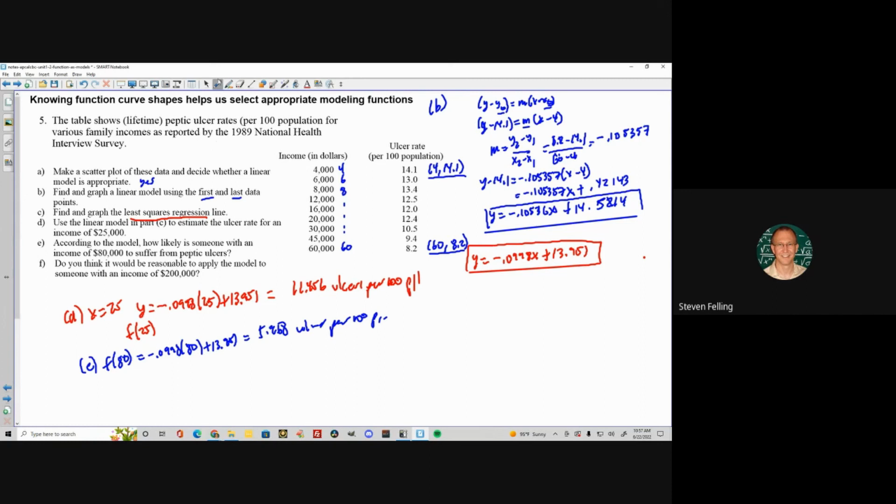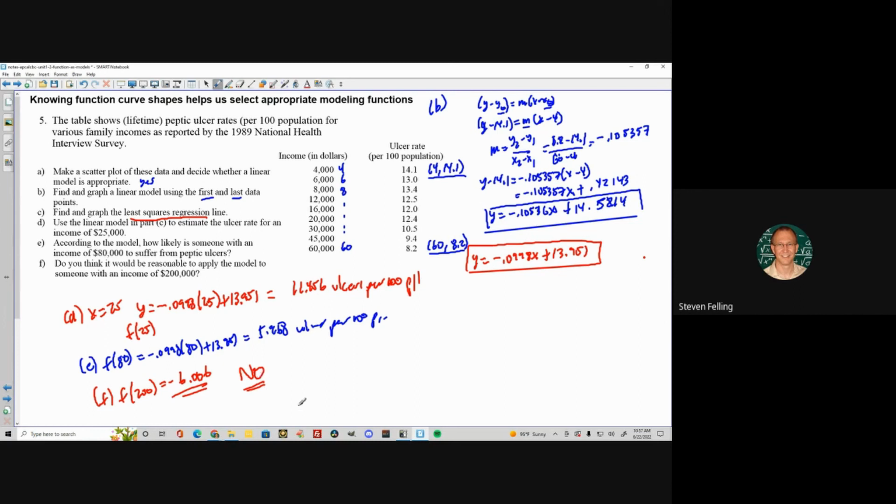Okay. Do you think it would be reasonable to apply this model with somebody for an income of $200,000? So should we do this? Should we do F of 200? Well, I mean, algebraically we can. If we do that, we end up getting negative 6.006. So we definitely can't have negative numbers. So the answer to that question is no. That does not produce a reasonable answer.